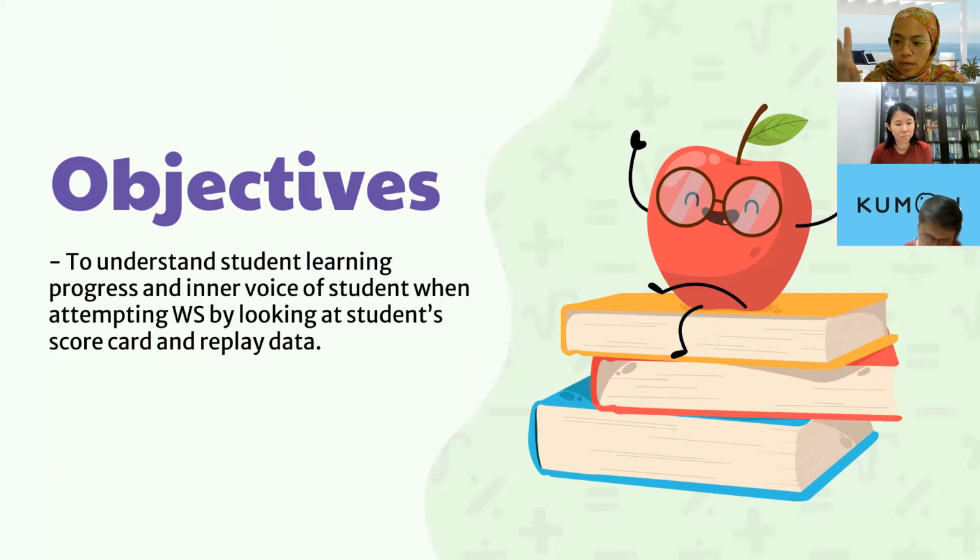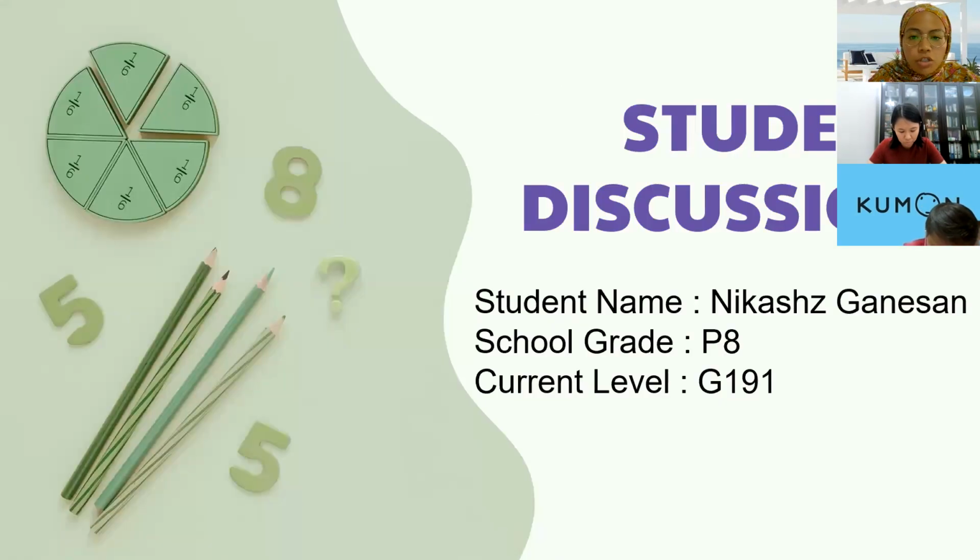The reason we have this is because initially we only had the record book. It's the same as when I showed you the record book of Anik, the study plan. This is something that we can only assume. But today, we can assume and we can also try to understand, by looking at the replay data, how students feel, how the student attempted, and what difficulty the student faced. So the student is Nikash, and the site that I'm going to discuss is G191.